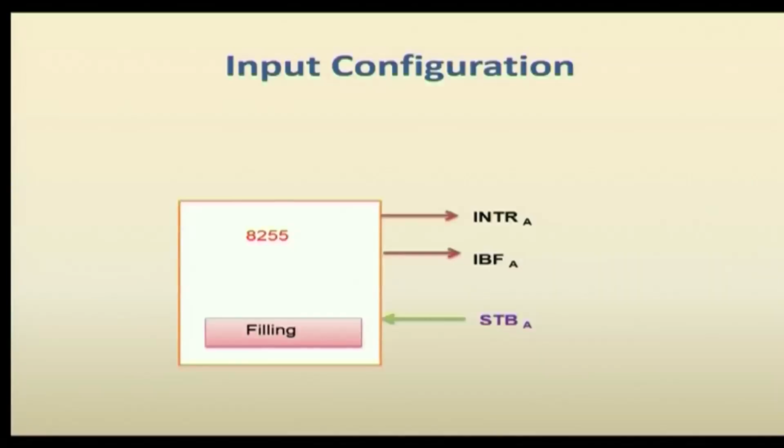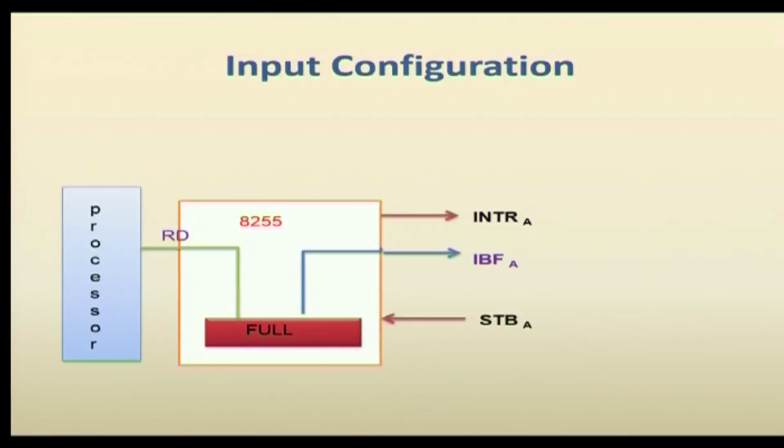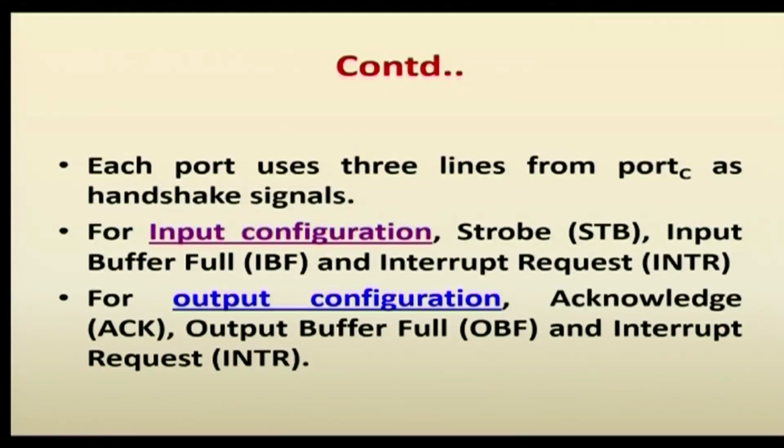So, first it will activate STB, it will fill the data. After completing, it will activate the input buffer full, then it will stop the device from sending data, then activate the INTR to interrupt the processor to take the data from the 8255 by activating the read bar signal. During the output configuration, there are 3 signals, which are output buffer full, acknowledgement and interrupt request signals.